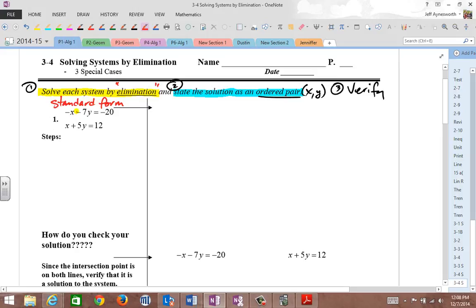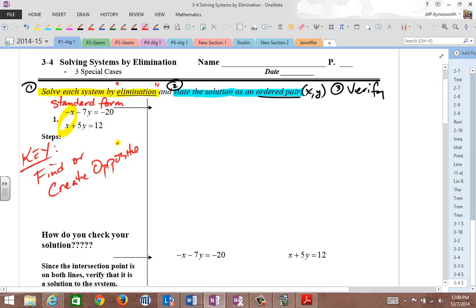It depends on the system, what's easiest, and we'll talk about that throughout all the examples as we go. But in this system, you notice that the x's here are opposites of one another. Negative x is the opposite of x. The key to this system, let's put it down on the left-hand side, is to find or create opposites.